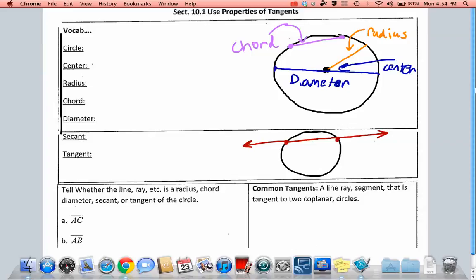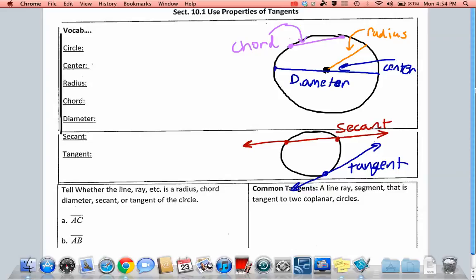Once again, I would look up that definition and write it down. This thing in red here is a secant. It goes through the circle in 2 points. A tangent, on the other hand, goes through the edge of the circle at 1 point. So this, for instance, if I just had 1 point here, this would be a tangent.